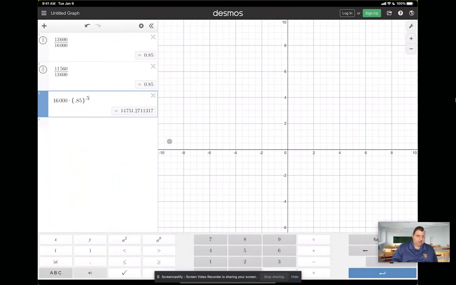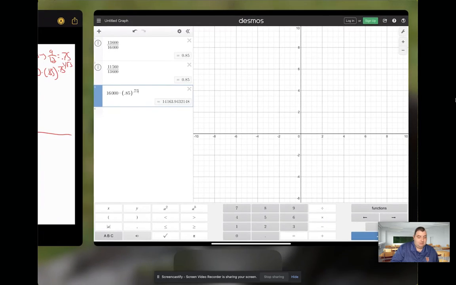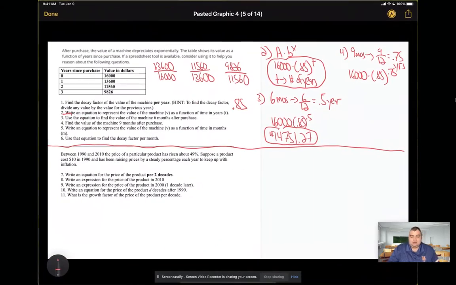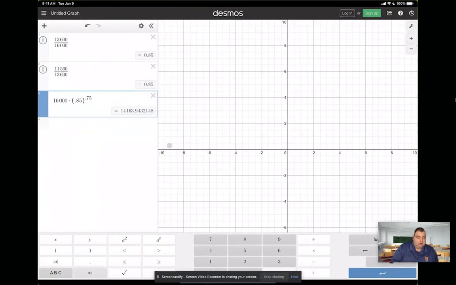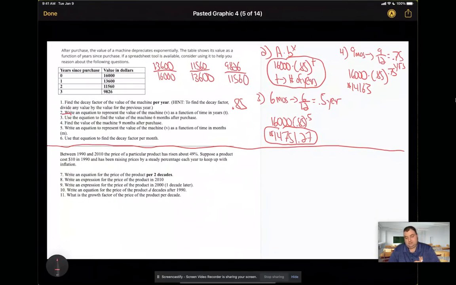So I'm going to replace the 0.5 here with 0.75, and I get $14,163.94. Okay.